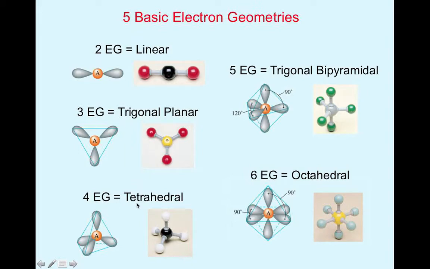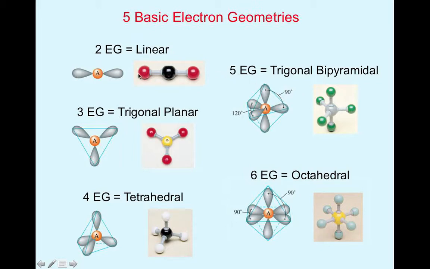In the case of 4 electron groups, the molecule is no longer planar. The best way for 4 electron groups to get away from each other is to adopt this geometry here that we call tetrahedral. With 5 electron groups, I have 3 atoms in what we call an equatorial plane, and these are all 120 degrees apart from one another. And then I have 2 axial atoms that are 180 degrees from one another.